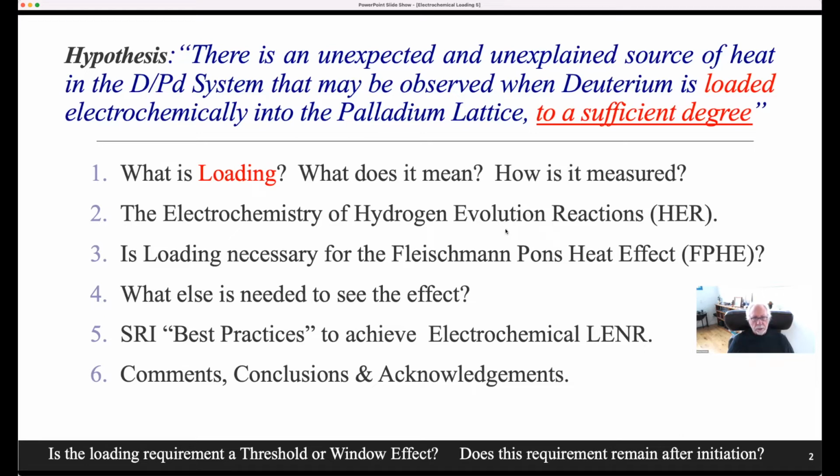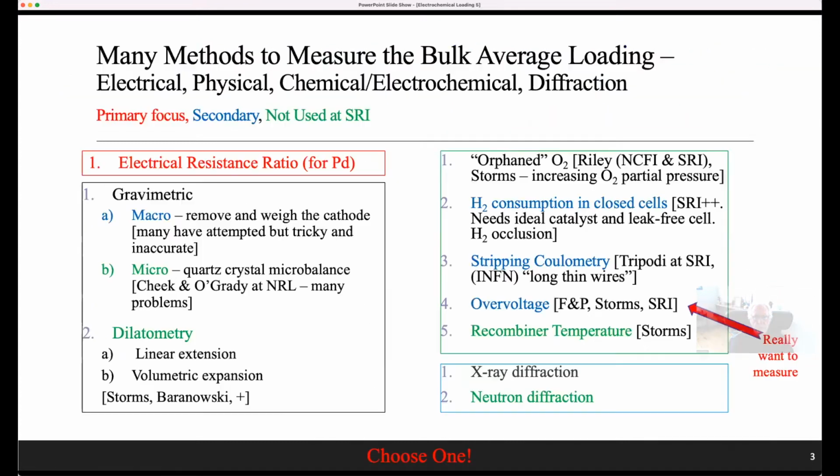Question still on the table: is loading necessary for the Fleischmann-Pons heat effect? What else is needed to see the effect? And I'm going to talk about SRI best practices to achieve loading and electrochemical low energy nuclear reactions. At the bottom, a note: is the loading requirement a threshold or a window effect? And does this requirement remain after initiation?